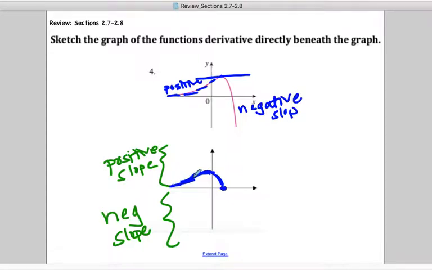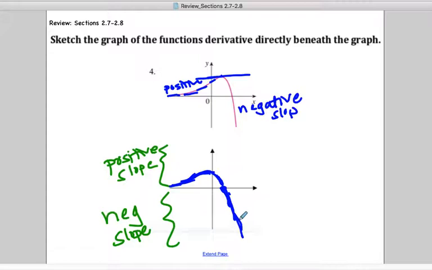I have this going on here. And now I have a negative slope, and it's a pretty dramatic negative slope. It's pretty steep. So starting out a smaller one, but then I'm going to get steeper and steeper, so more and more negative as I go along. Okay, that would be example 4 graphed.